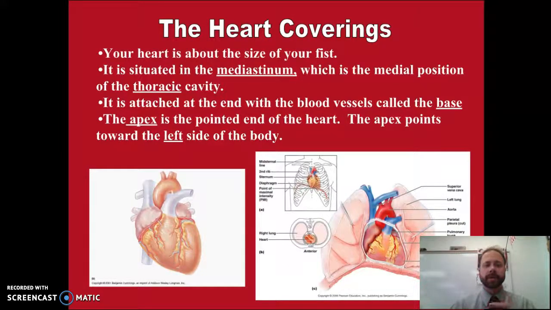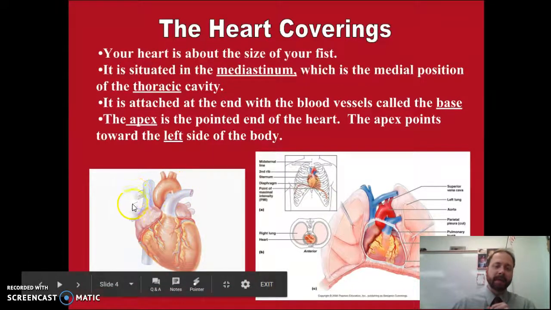So we have some heart coverings. If you want to think about the size of your heart, it's about the size of your fist. It's situated in the mediastinum, which is the medial position of the thoracic cavity. So it's actually more in the middle part of our thoracic cavity. A lot of times we look to our left, right? So it's actually a little bit over to the left. Now it is attached to the end of the blood vessels, and that's called the base, right? So where it's attached at the end with the blood vessels is called the base. And the apex is the pointed end of the heart.